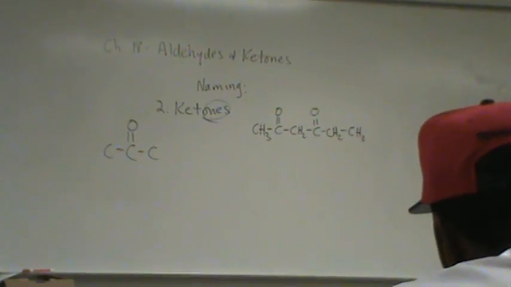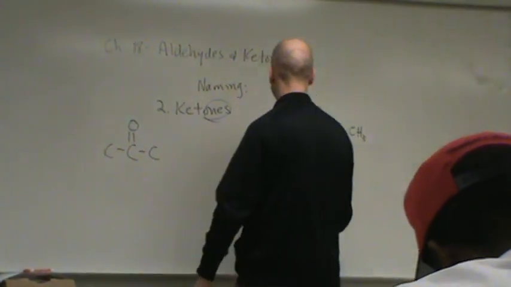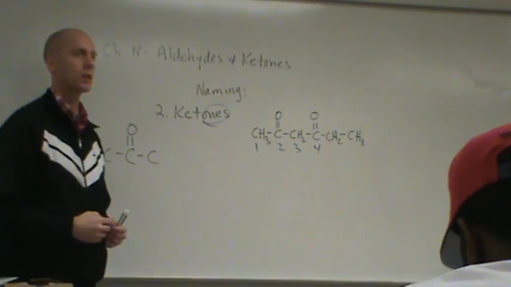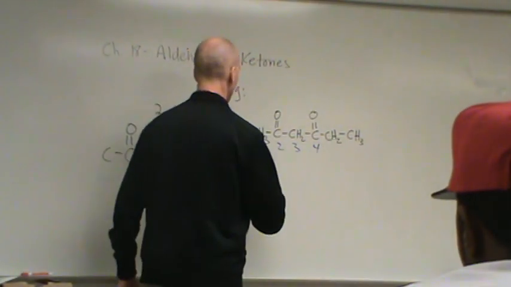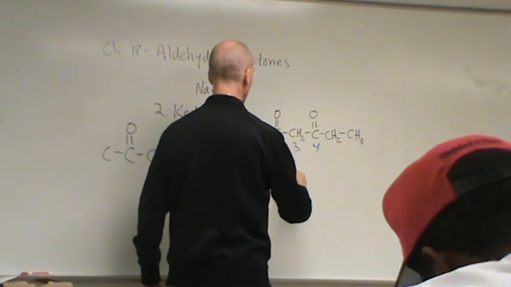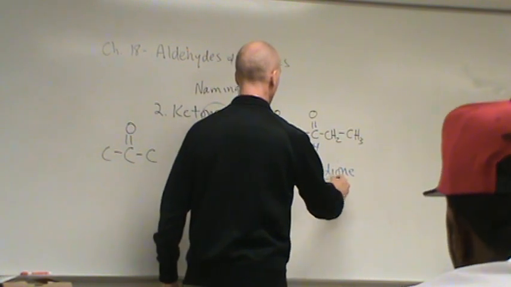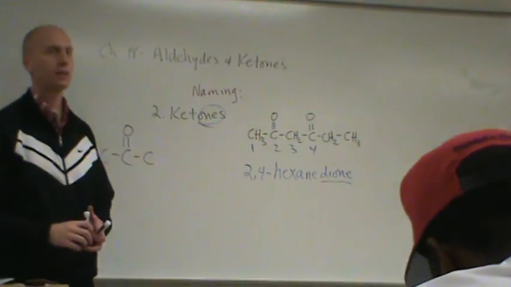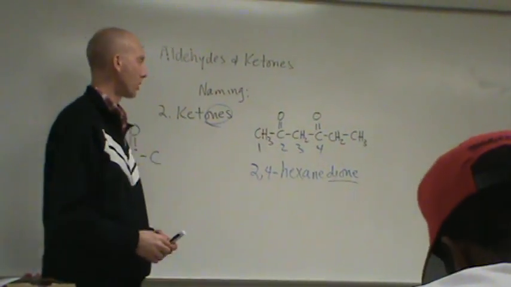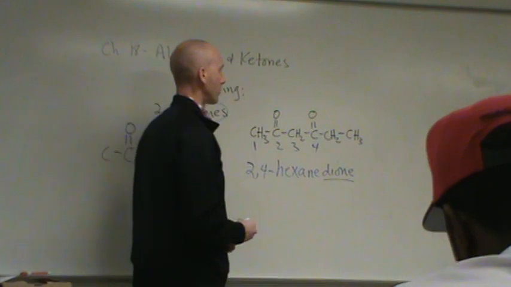Any ideas how to name that one? So on the right track, you just need a little help here. So 2, 4, it's 6 carbons long. So it'd be hexane-dione. Okay, so you put di in front of the one. Okay, if you had 3 of them, a trione, and so on. Okay, so there'll be a lot of diones that we encounter.